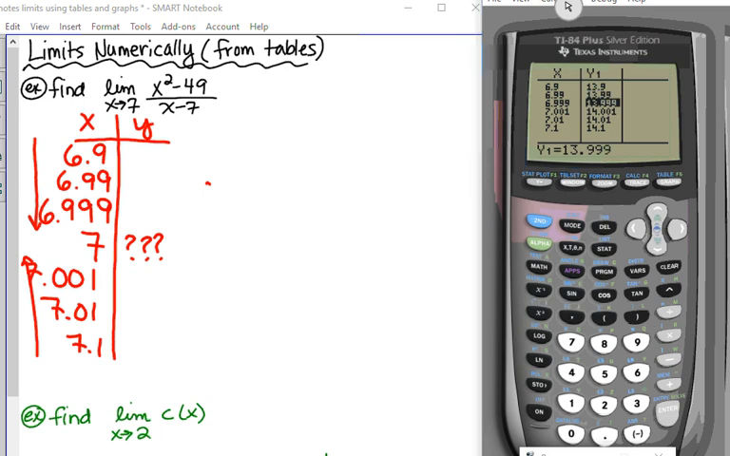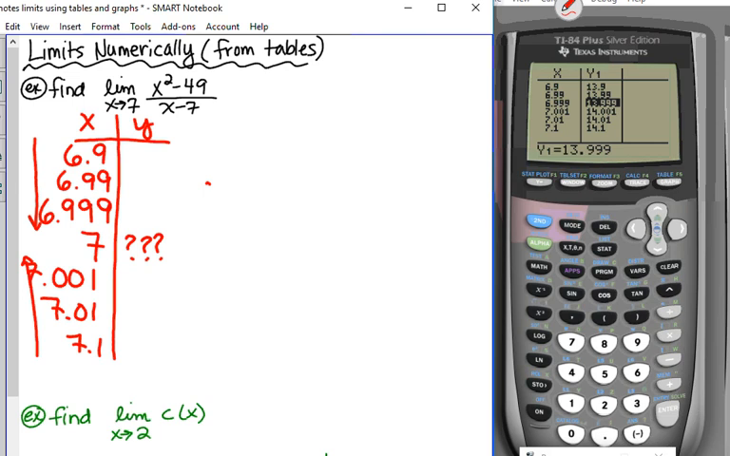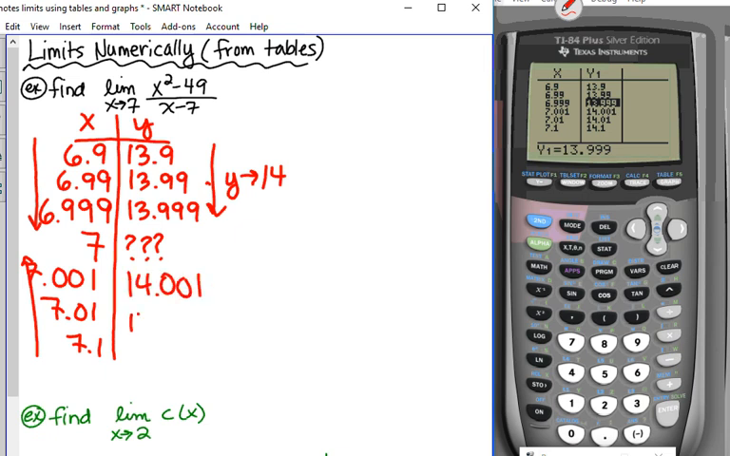So my y values to put over here in my table would be 13.9, 13.99, 13.999. So it looks like the y is approaching 14 on the left side, right? The closer we get to 7 for x, the closer y is going to get to 14. And then on the right side, I had a bunch of 14s. So as x came in towards 7 on the right, my y was still approaching 14.